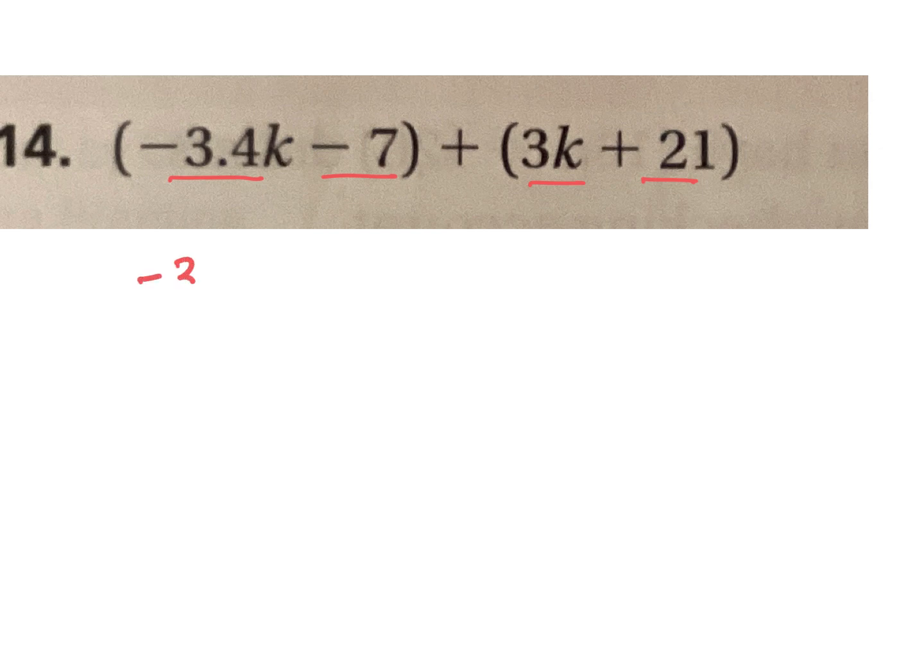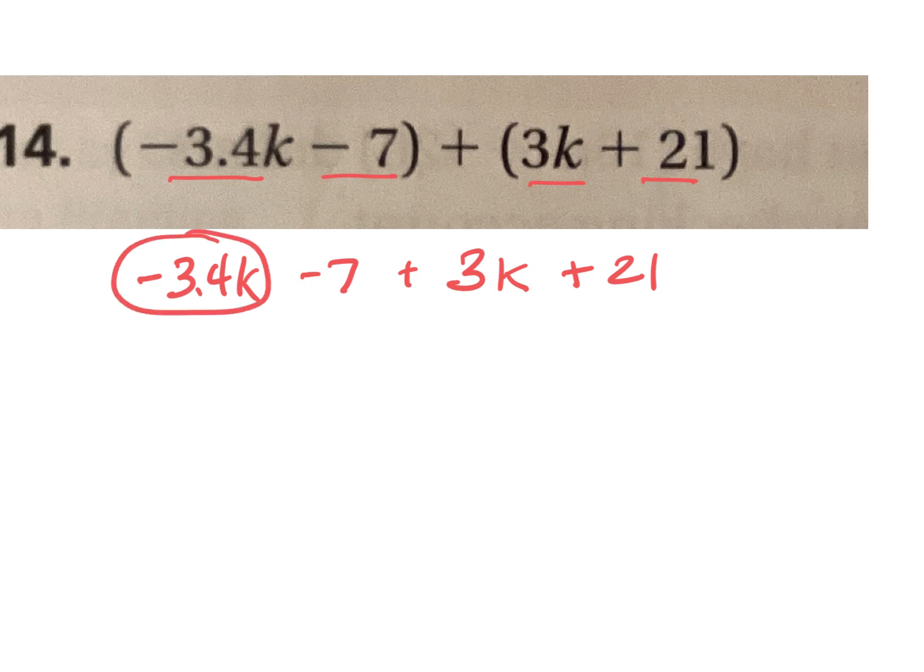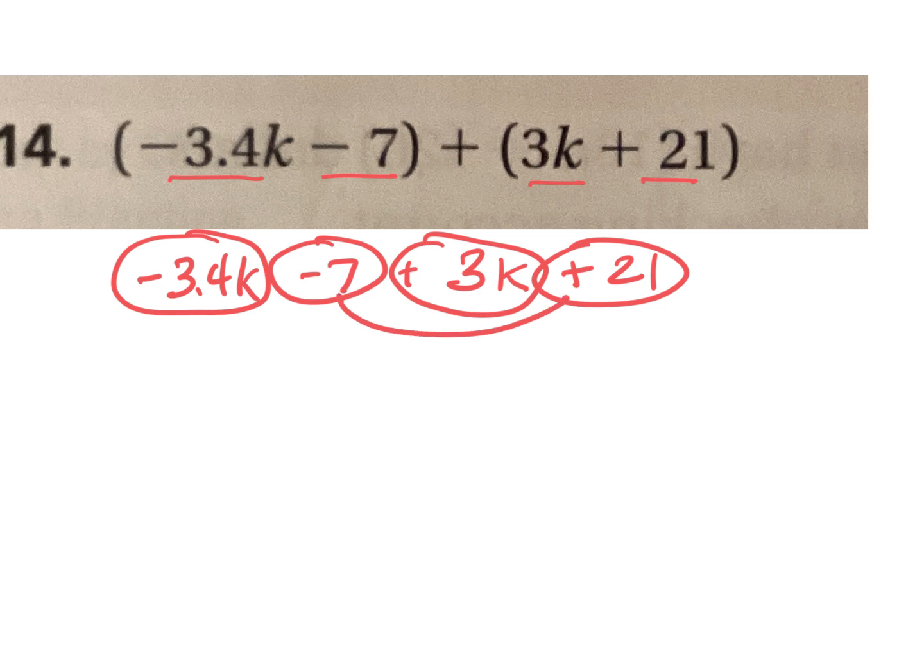So it's a negative 3.4k minus 7 plus 3k plus 21. And I'm going to circle my terms. I have 4 terms. And I'm going to put the like terms together, okay? And I'm adding, you always add your like terms together. So negative 7 plus a positive 21, that gets me a positive 14.